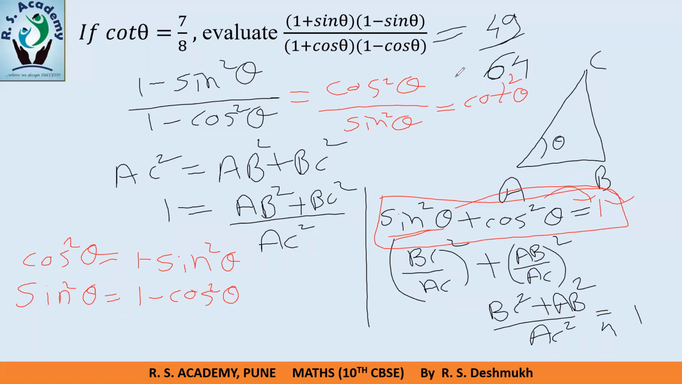So in this problem, even if you find cot square theta, you can check it here. Cot theta is 7 by 8, so cot square theta will become 49 by 64. And your answer from the previous step is also 49 by 64. So always keep in mind the major derivation: sine square theta plus cos square theta is always equal to 1.